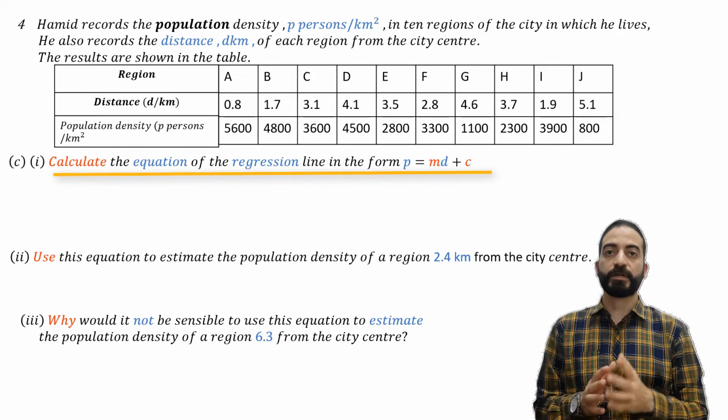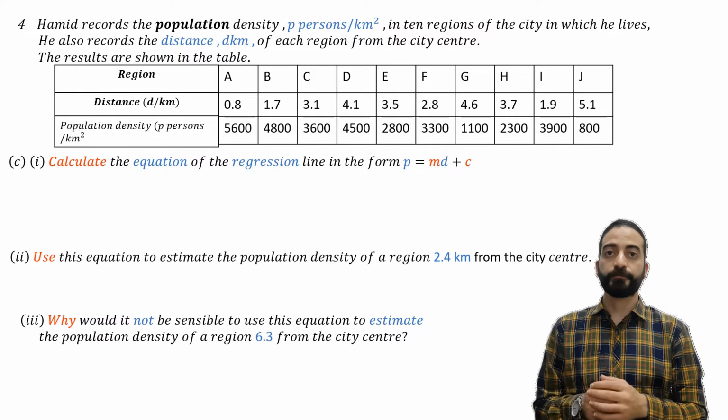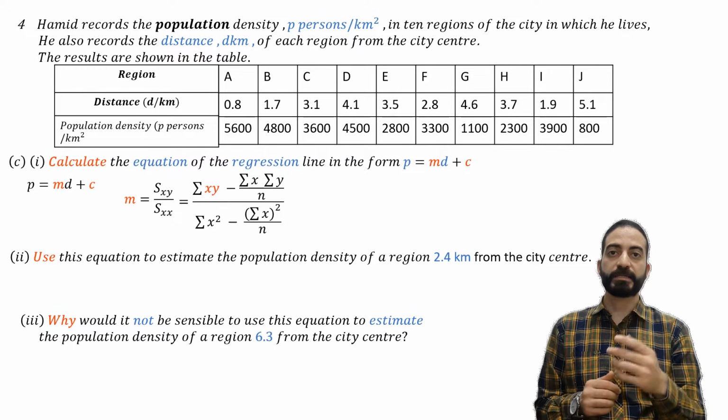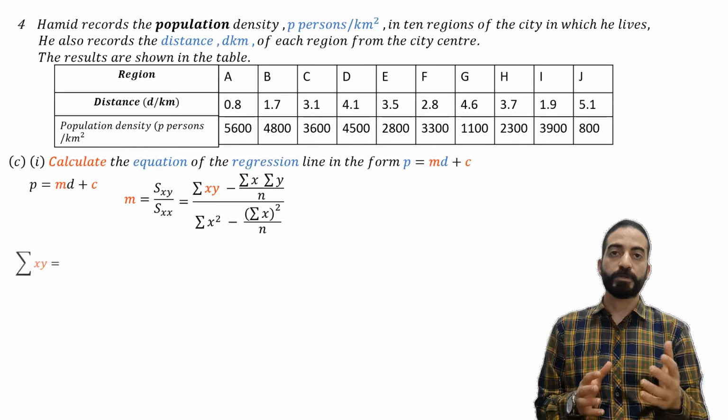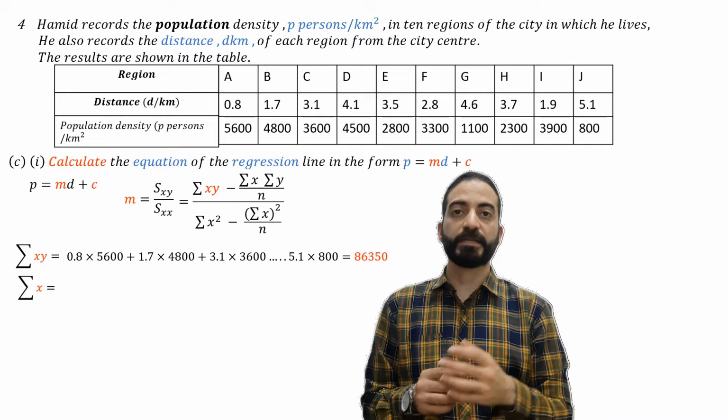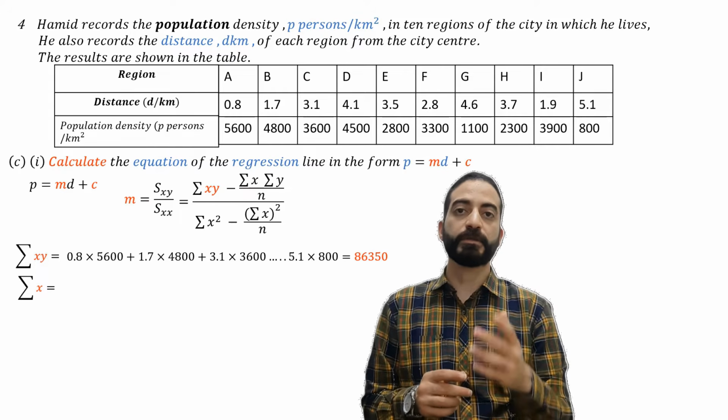Calculate the equation of the regression line in the form p equals md plus c. We can get the equation using a calculator or by using these rules. First, m equals Sxy over Sxx. Sxy equals sigma xy minus sigma x times sigma y over n. Sxx equals sigma x squared minus (sigma x) squared over n. What is meant by sigma xy is 0.8 times 5600 plus 1.7 times 4800, etc.